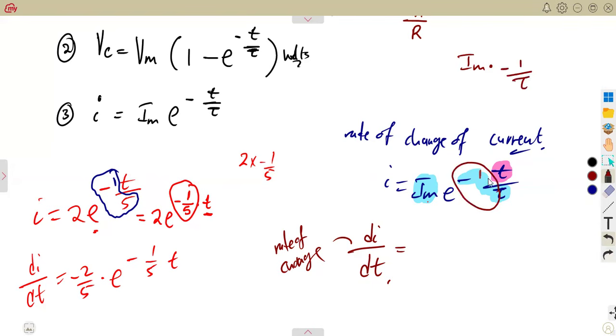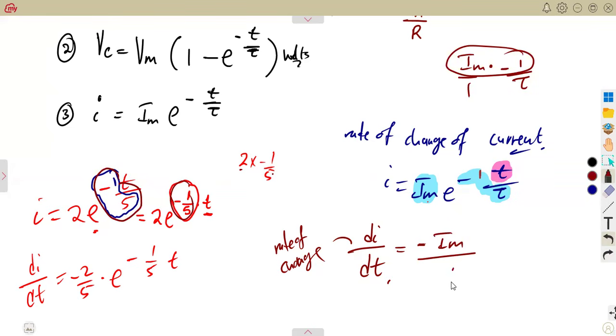You dropped the exponent, the derivative with respect to time, just like this one, minus 1 over 5. You dropped this one, 2 times minus 1 over 5. So it's the same, Im times minus 1 over tau. So it will give us minus Im over what? 1 times tau, which is tau. Then the e, remember, it remains as it is. So the e here is going to remain as it is: e to the exponent of minus t over tau. Guys, you have differentiated.